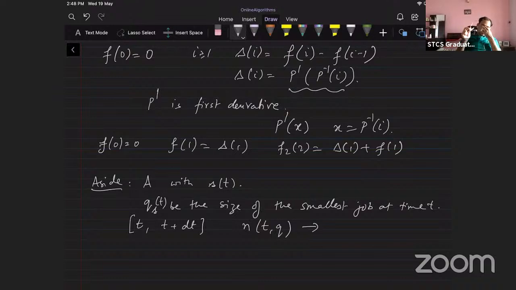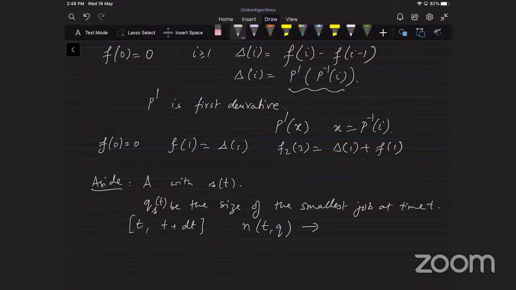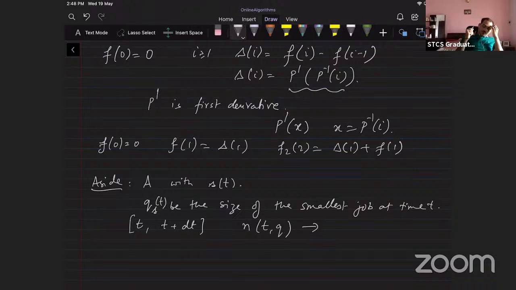So which job is getting processed by the algorithm? The smallest job. And the size of the smallest job is Q_S(t). So every other job has a size which is larger than Q_S(t). Agreed? Yeah. So for which values of q does N(t,q) change in the interval t to t plus dt?